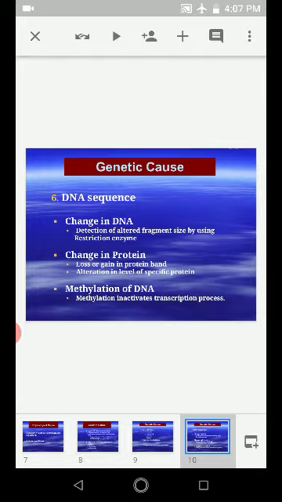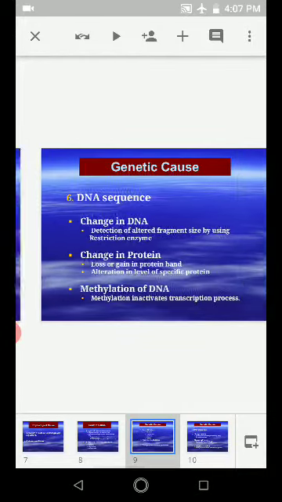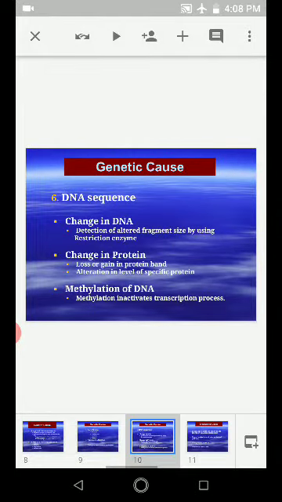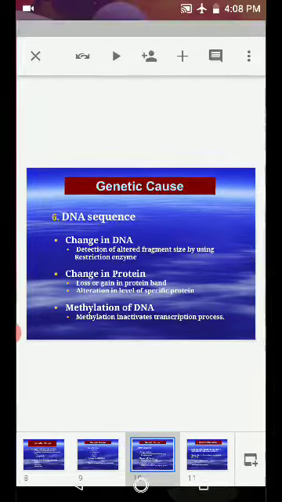Now there is detection. We have to detect this somaclonal variation. Detection is done by deletion of altered fragments using a restriction enzyme, changes in protein, loss or gain of protein bands, alteration in the level of specific proteins, and methylation of DNA.